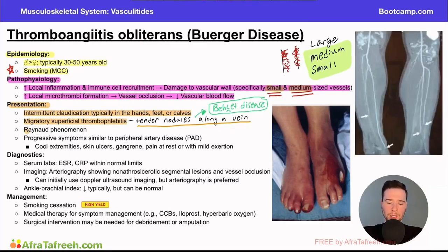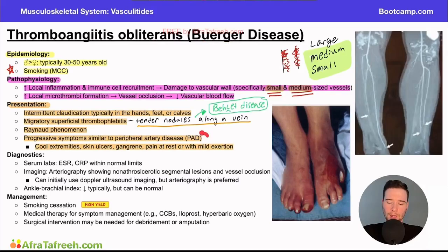Another key important presentation includes Raynaud's phenomenon, which is vasospasms that tend to occur in the distal extremities, such as the fingers or toes. This can lead to a whitening of the digits when they are undergoing stress or are cold. Patients will also present with progressive symptoms similar to peripheral artery disease. These can be things like cool extremities, skin ulcers, gangrene, or pain at rest with mild exertion. Again, this is our claudication presentation.